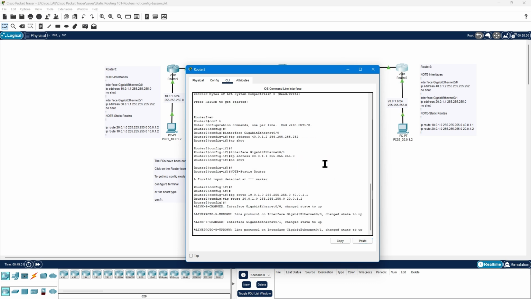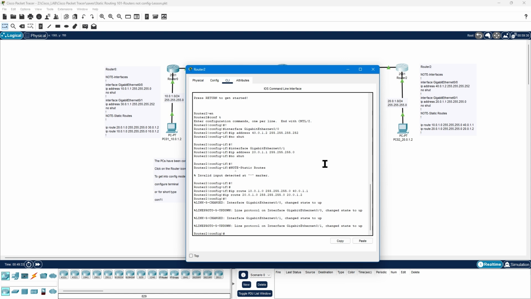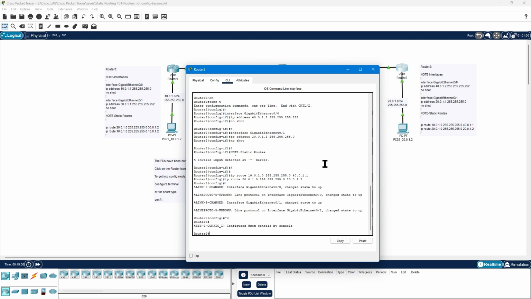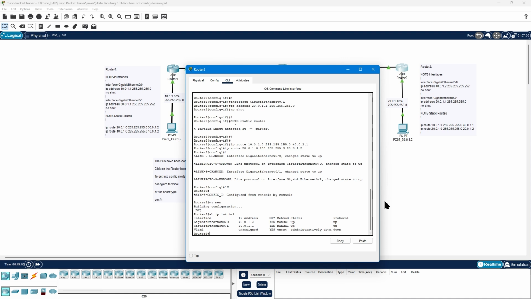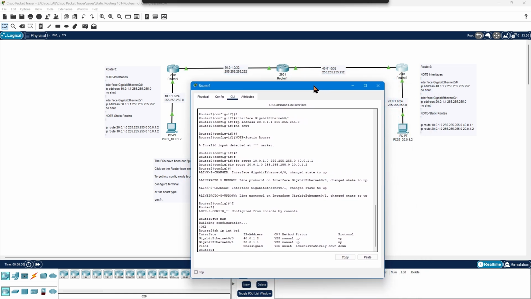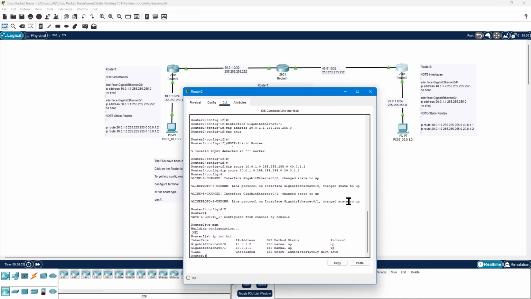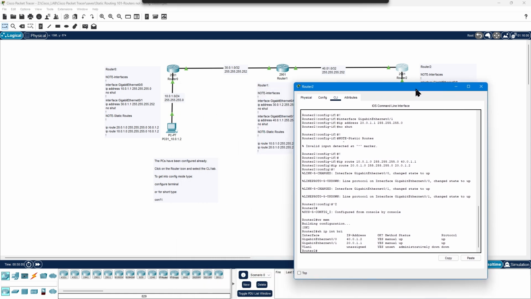And as you can see, up. We'll do a Control Z and do a write mem, and we'll do a show IP interface brief. All right. And now you see everybody's up. Okay, so the interface from router 2 to router 1 is up. So the routers are talking to each other in this case.